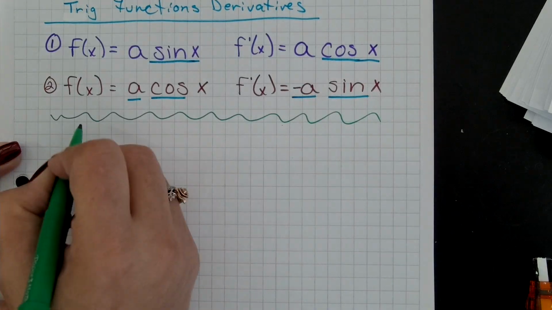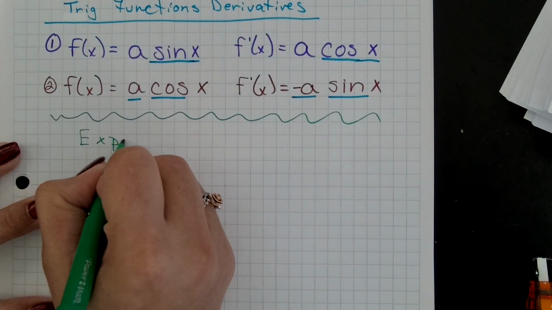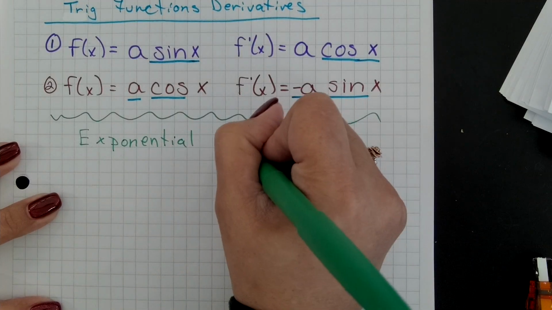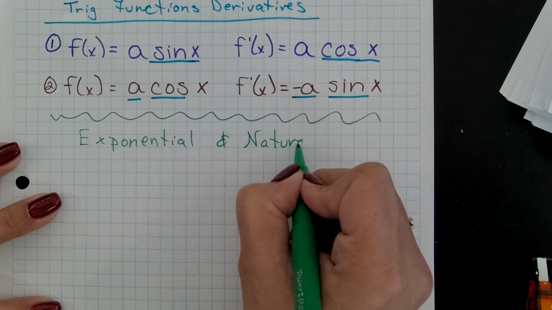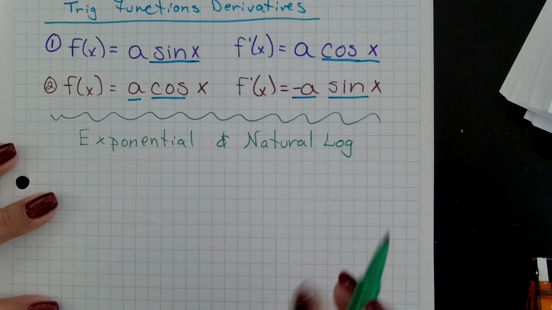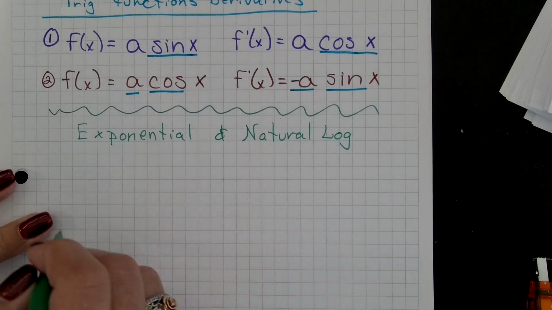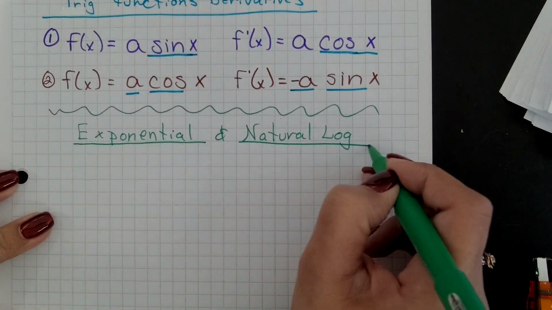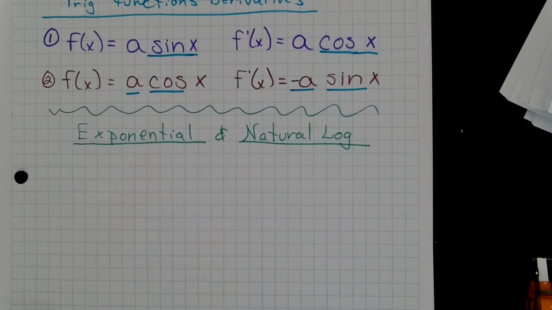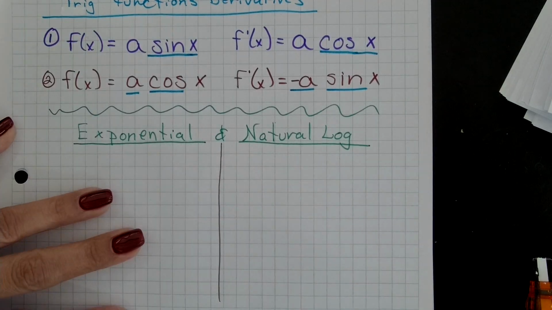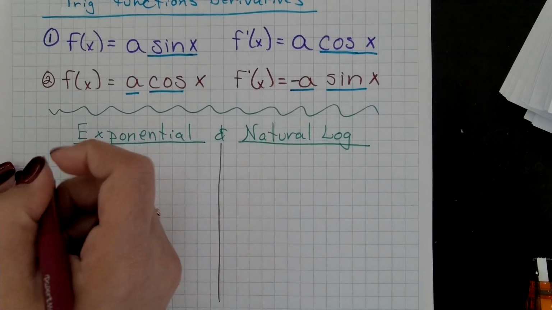The other 2 are exponential and natural log. You probably worked with logarithms in junior year. We'll be working more with them in semester 2. Okay, so we have 2 different derivatives, but these 2 go together. The first one is the exponential derivative.